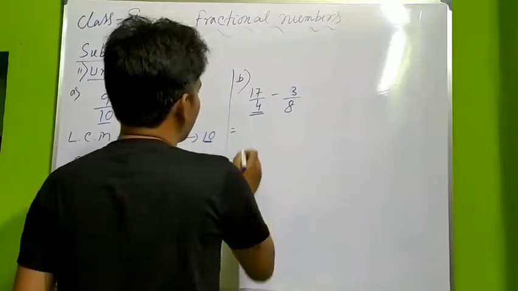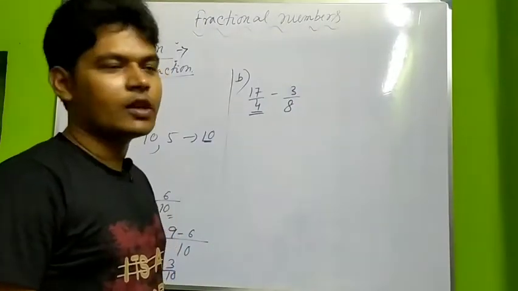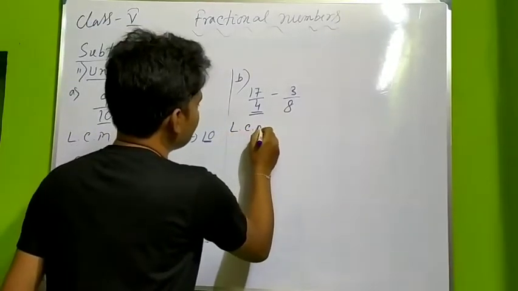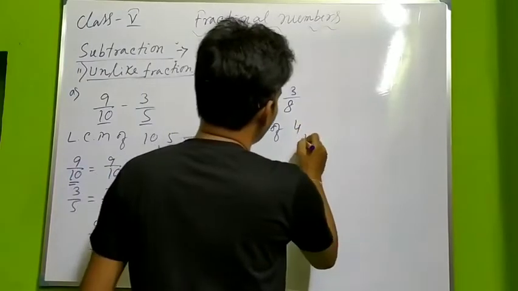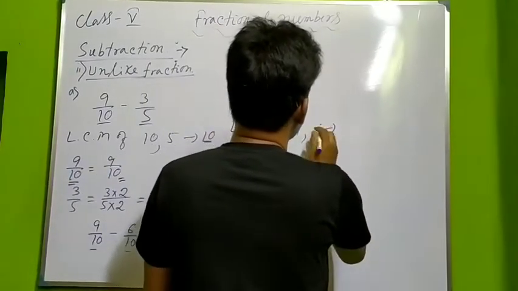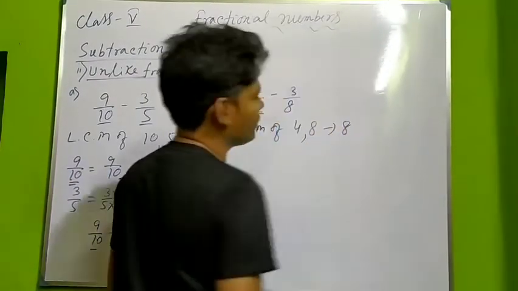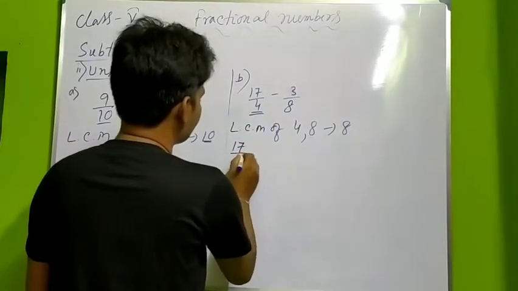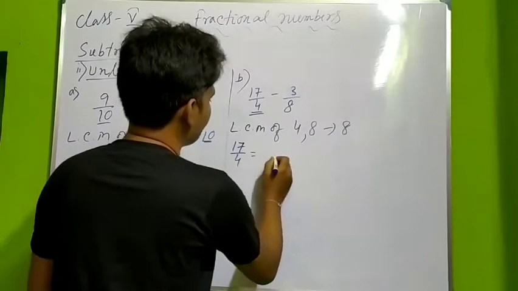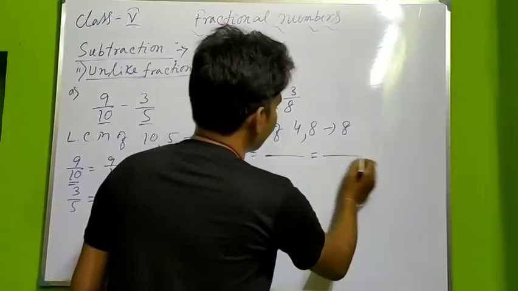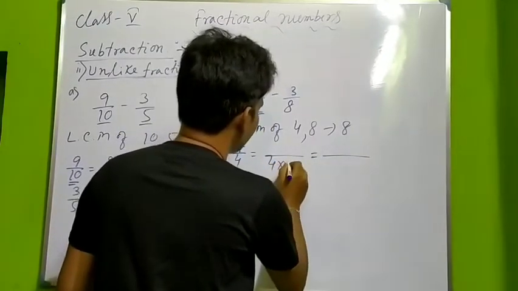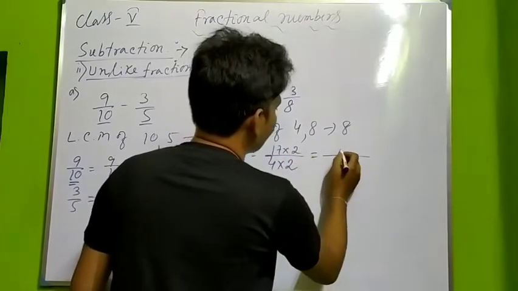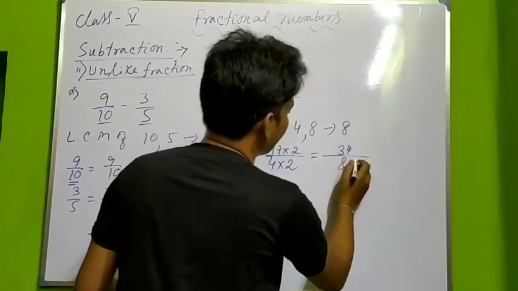So here, at first you have to take the LCM of 4 and 8, that is 8. Okay. Now you have to convert this fraction into the like fraction. So you have to multiply the denominator and the numerator by the same number. So it is converted now 34 by 8.